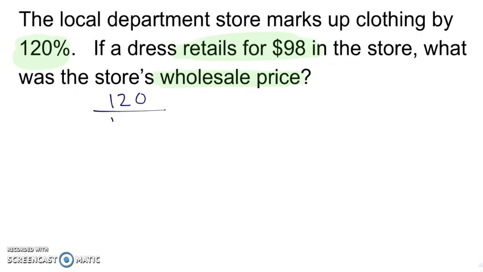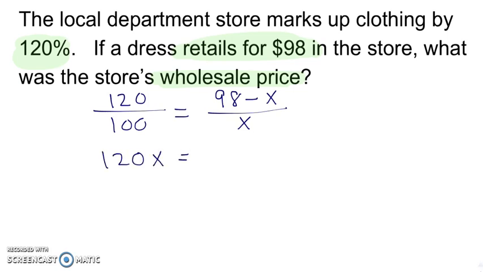120 is our percent over 100. Now we need new over O. New minus old, original, equal or over original. So we have the retail, which is our new cost, 98. We don't know the wholesale or the original, and we put it over the original. Cross multiply, and I get 120x equals 9,800 minus 100x. I distributed there.